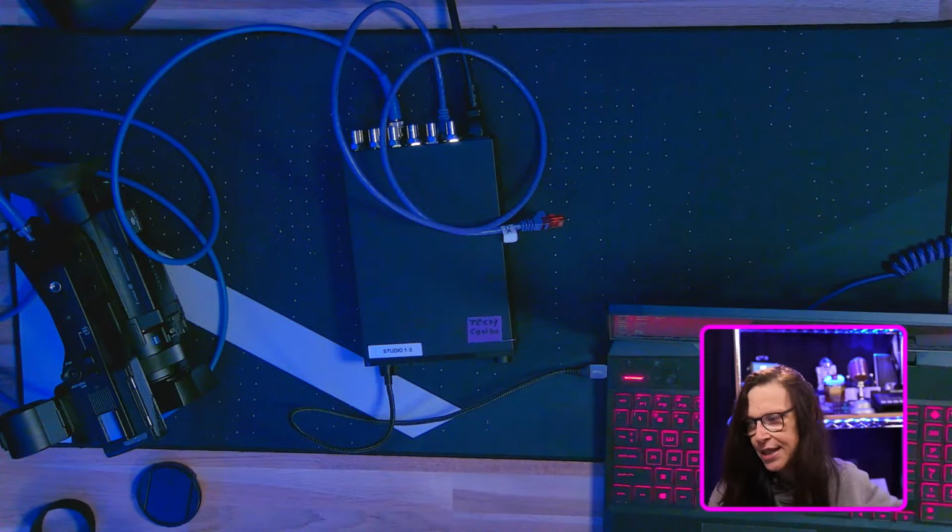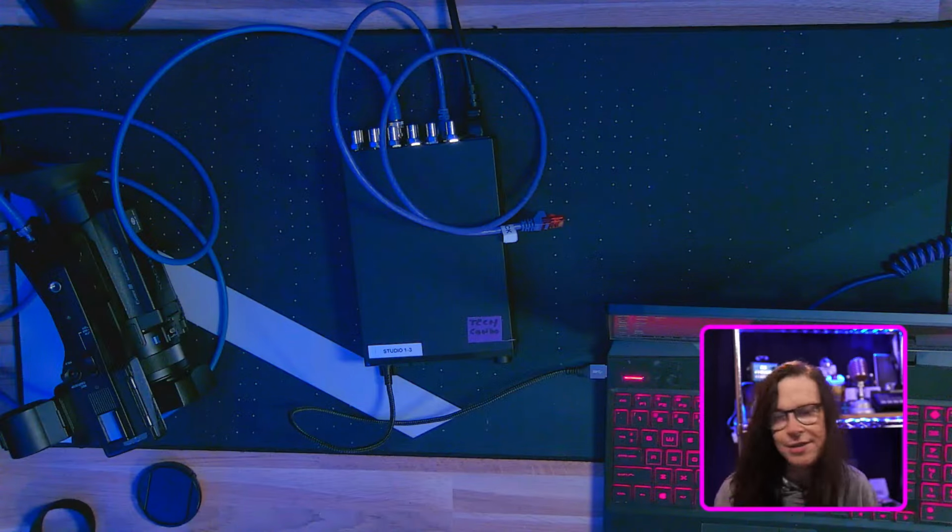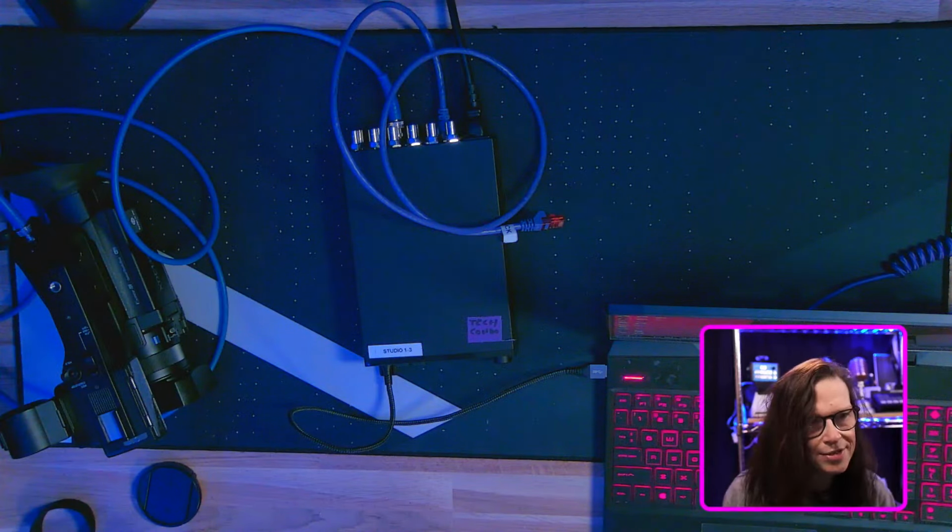But what I basically did is, if you look at this screen, I connected the Sony PXW to the Studio 123 Blackmagic 2110 IP converter. I hooked up the Ethernet, but did not connect it yet, and I did connect the power. That's roughly what we did right here.